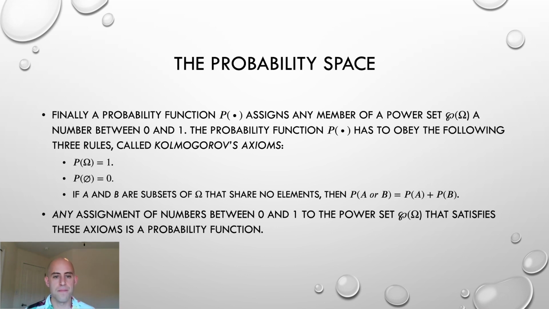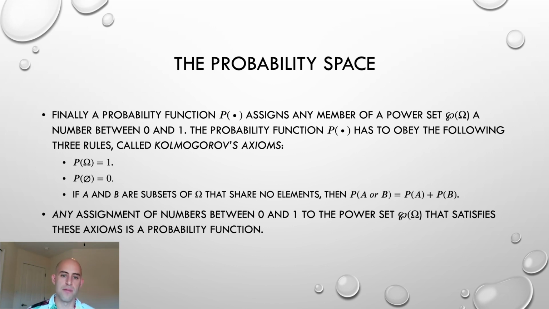And finally, if A and B are subsets of omega that share no elements, so they have no overlap, then the probability of the process resulting in an outcome in either of those two sets, A or B, has to just be the sum of the probability of the process resulting in an outcome in A and the probability of the process resulting in an outcome in B.